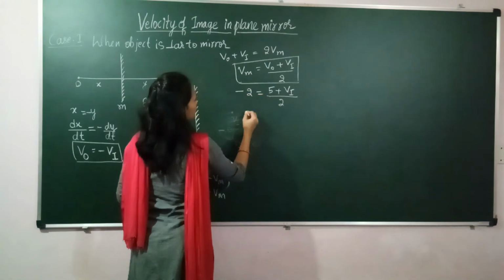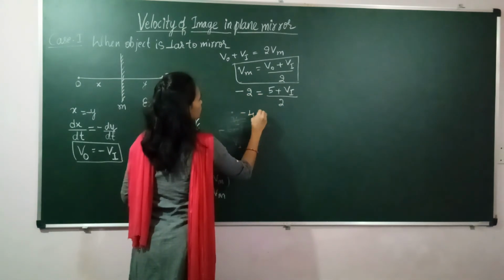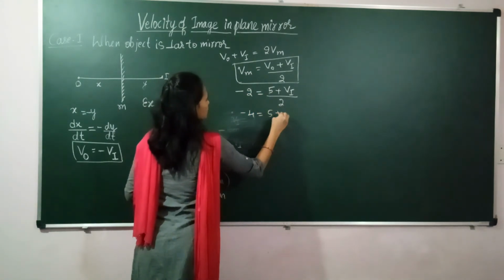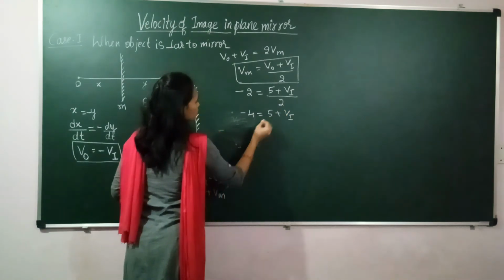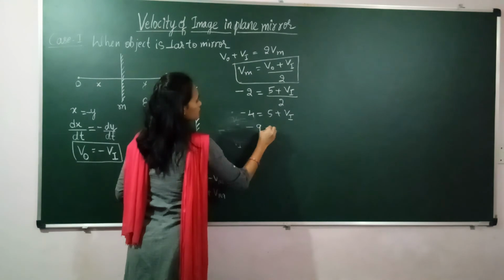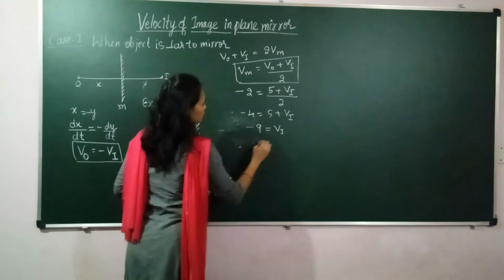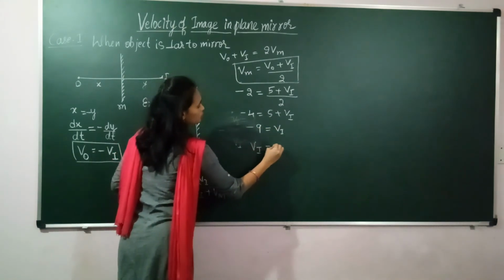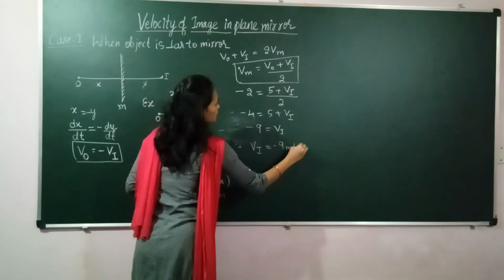So here 2 is multiplied by minus 2, it will become minus 4 equals to this 5 plus velocity of the image. So minus 4 and this will become minus. So this will become minus 9 equals to velocity of the image. So velocity of image is equal to minus 9 meter per second.